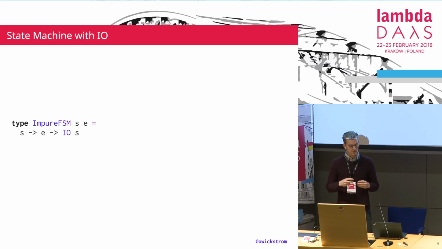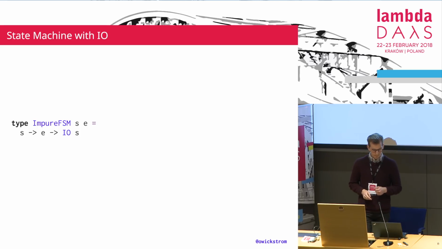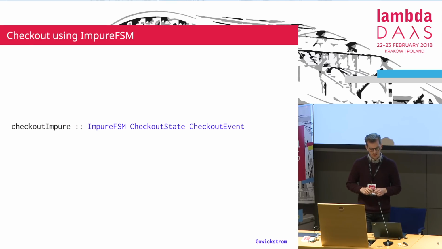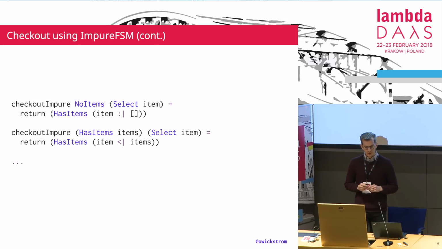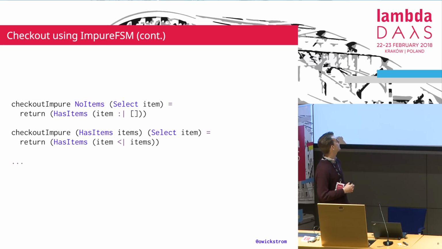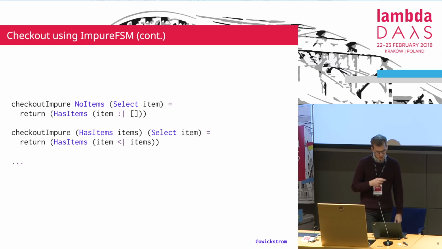And this means that it's a function from state and event to IO of state. And this enables the machine to perform side effects at each transition. We write a new version of checkout that uses this impure IO version. And here are some of the pattern matches of that function. So in case we have no items and you select an item, we construct a list with just one item. And the second case here, then we already have some items, then we just prepend it.